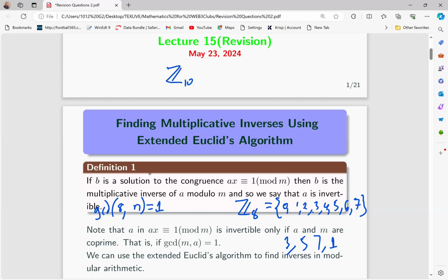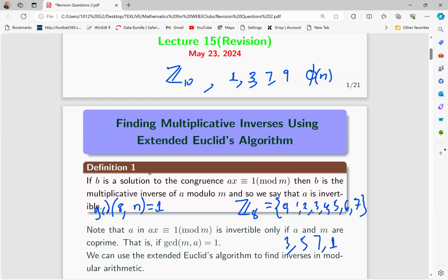Now, which elements would have inverses in Z10? We're looking at mod 10. Let's begin with 1. Which other element will have an inverse? 3 would have a multiplicative inverse. 7 would have a multiplicative inverse. 9 would have a multiplicative inverse. And have you seen how many elements there are? There are 4, and this is what we call phi of n.